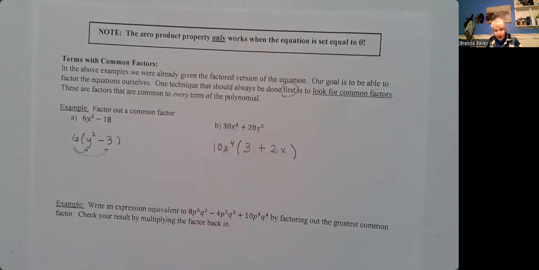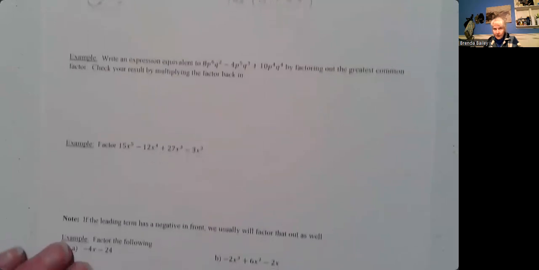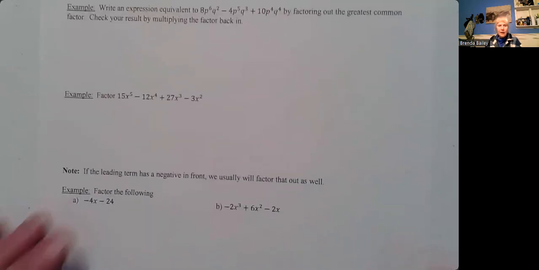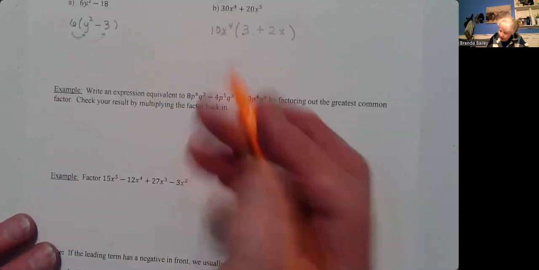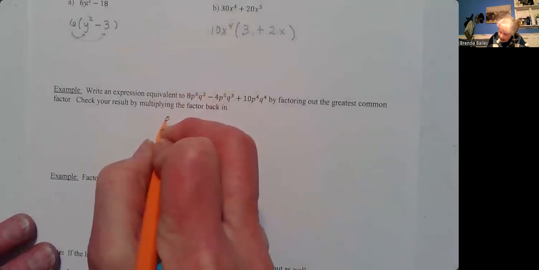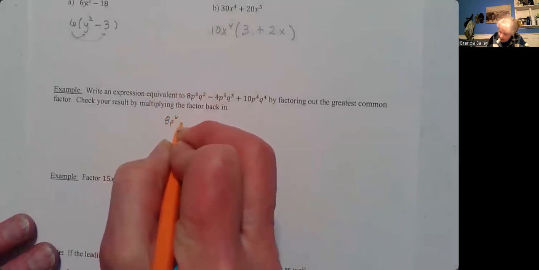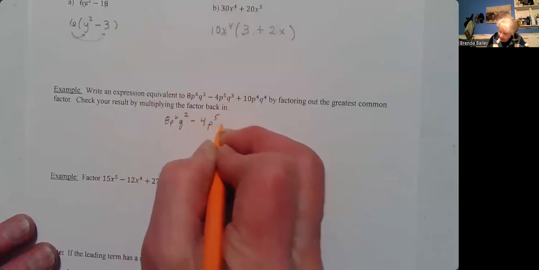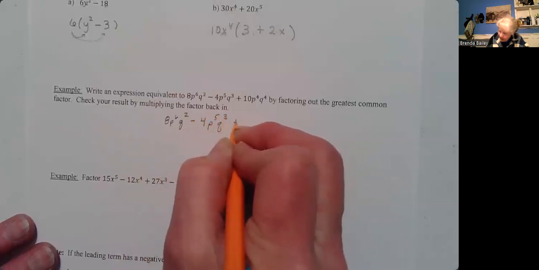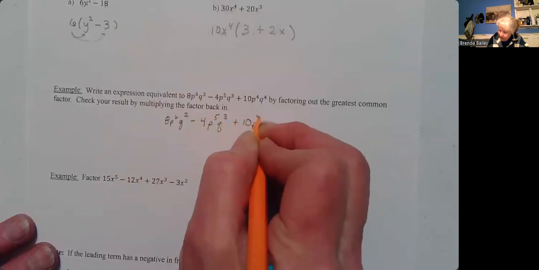Okay, we're going to skip the next one, and we're going to go to this one right here. It's kind of the same idea without as many variables. Well, maybe we should look at this one. Looking here, we've got 8p to the 6th q squared minus 4p to the 5th q cubed, because this one might help some people understand.